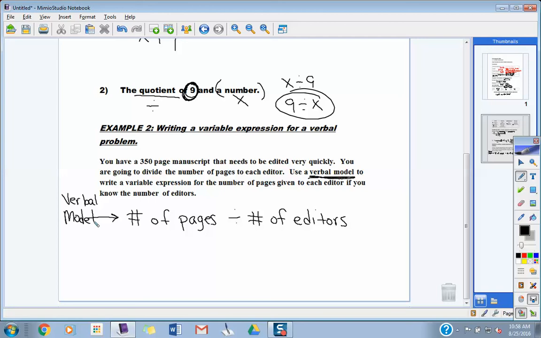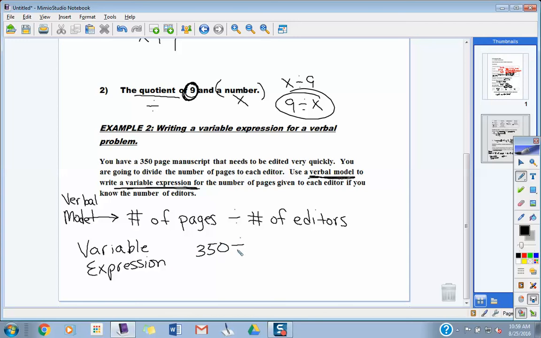All right, so Haley, I'm going to pick on you. Is that okay? Since this is your problem right now? Yeah. Haley, in this problem right here, do we know how many pages we have then in order to write a variable expression for this? Do we know how many pages we have? It's a 350 page. So to turn this into a variable expression, we would take the number of pages, which is 350.